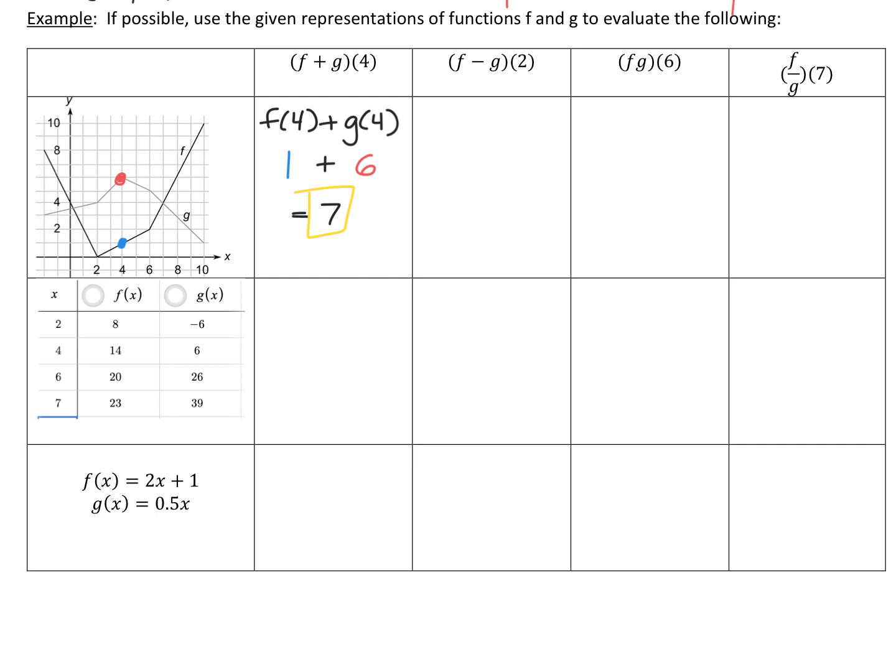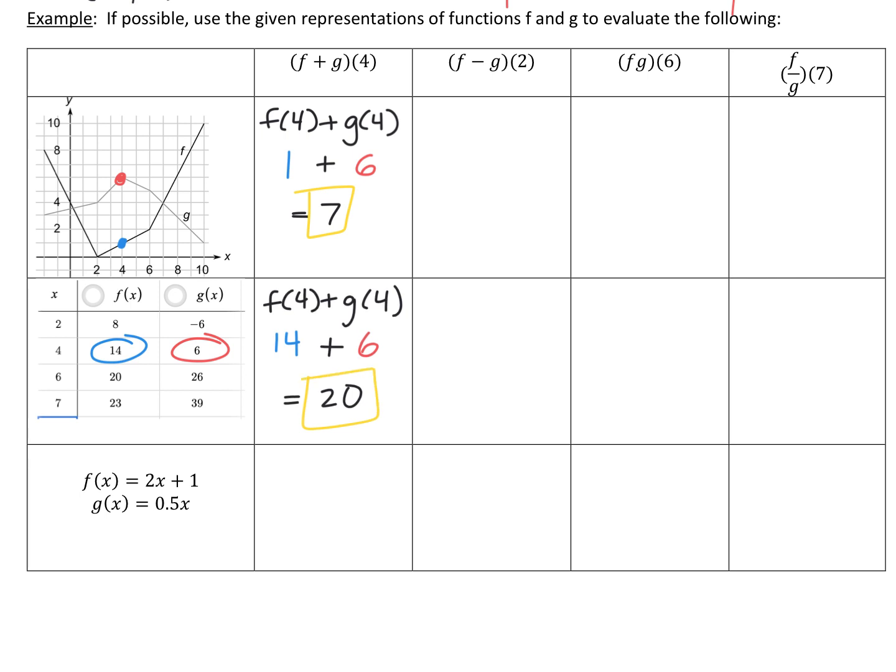Now we're going to do the table, so we're just going to do the addition ones, and then you can do the rest. So again, f of 4 plus g of 4. Figure out each of those. Okay, f of 4 is 14. You see it right here. G of 4 is 6. Add them up. What do you get? 20. Okay.